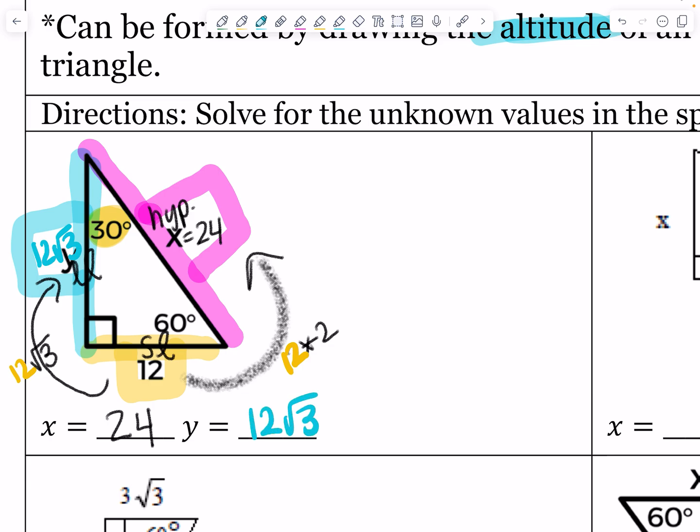And then my hypotenuse, let me color code this just at the beginning to really help y'all out, my hypotenuse value is going to be 24. Okay, so this fits our pattern. Short leg is x, long leg is x root 3, hypotenuse is 2x.